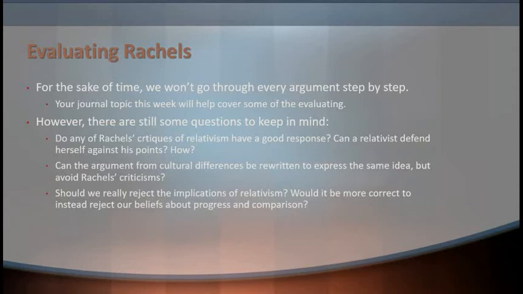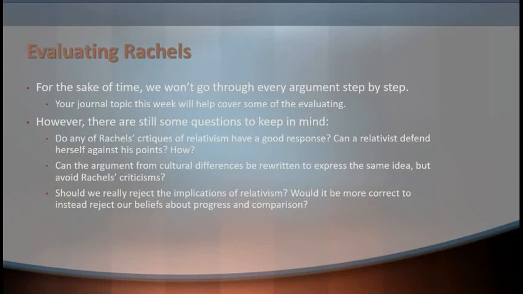For one, do any of Rachels's critiques of relativism have good responses? Could somebody like Benedict or another relativist actually defend themselves against Rachels's points? If they could, then it may still be the case that relativism is true. If they can answer the kinds of objections that Rachels raises, then they've got good reasons for believing in relativism despite the problems Rachels points out. So I want you to think about, could a relativist defend themselves? And if so, how might they do it? If you're skeptical about it, see if you can imagine ways. What would it take for a relativist to defend their beliefs?